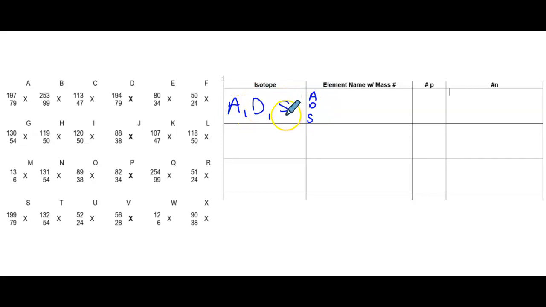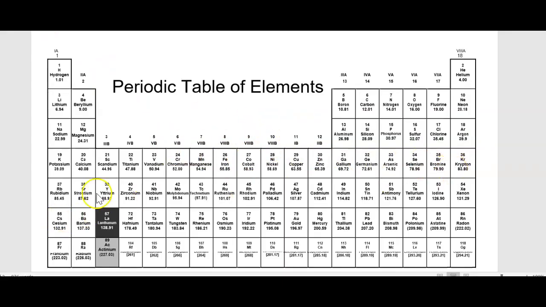They all have to be the same element because they have the same protons. And if I look for element 79 on the periodic table, remember the top number is the atomic number. That's the symbol, that's the element name. This is not the mass number. The decimal number is not ever the mass number. It's an average of all the masses. We'll talk about that later on in a few days.